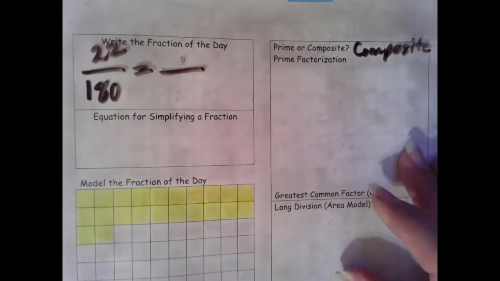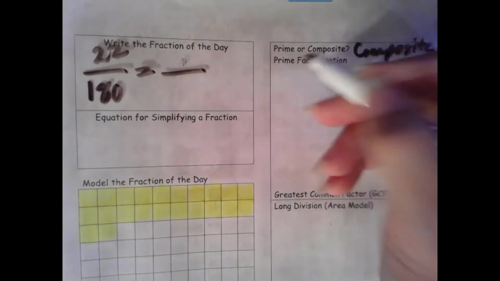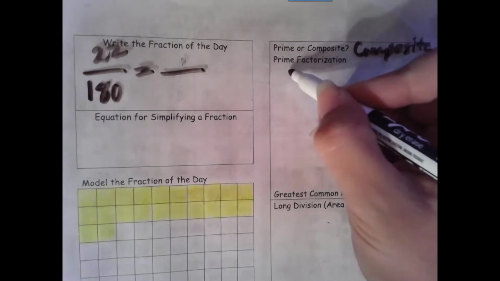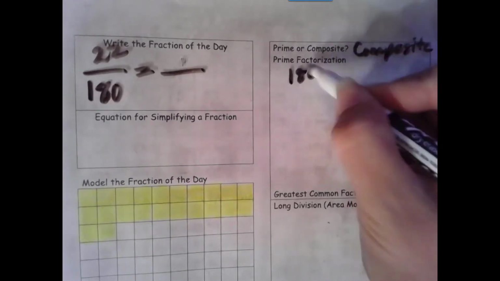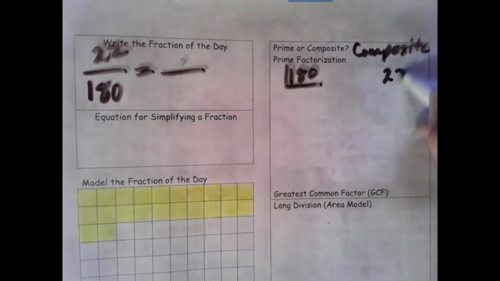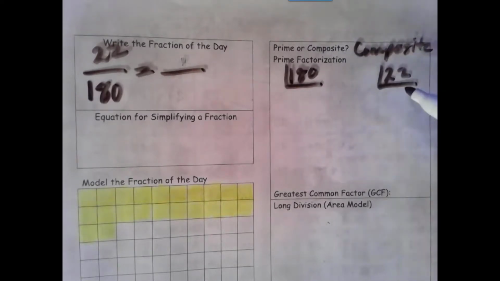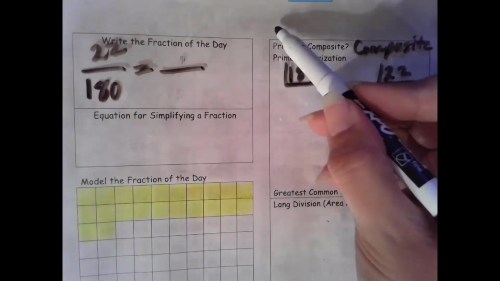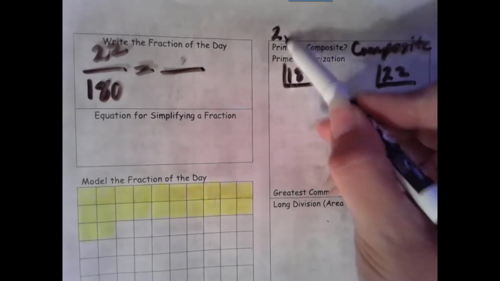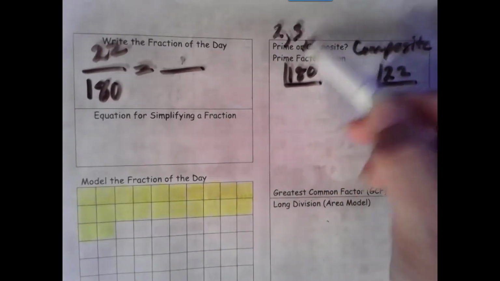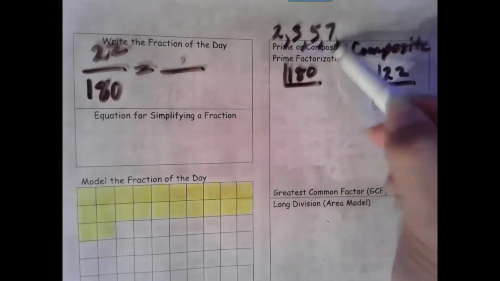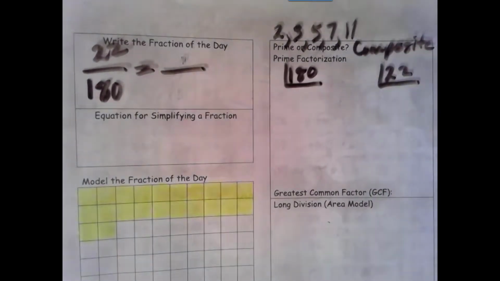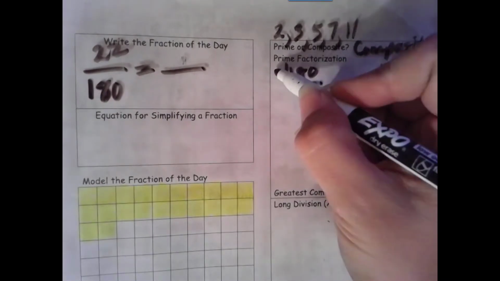So that means we have to do our prime factorization for both of our numbers. So let's start with our denominator and then our numerator. Just a reminder, we want to start with our lowest prime numbers: 2, 3, 5, 7, 11. Okay, so 180 is even.